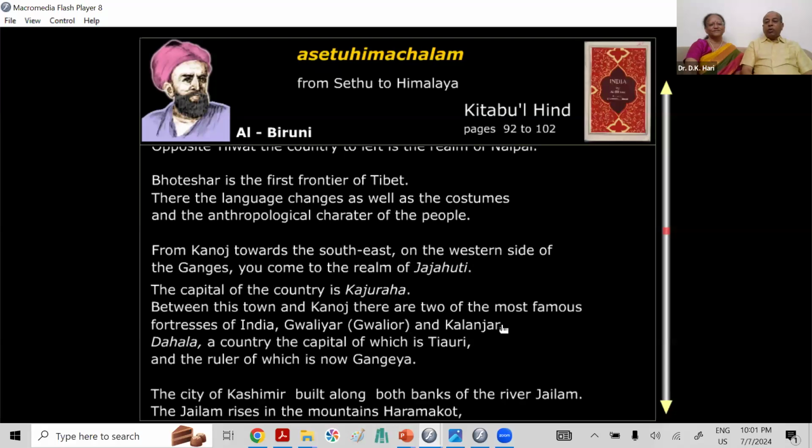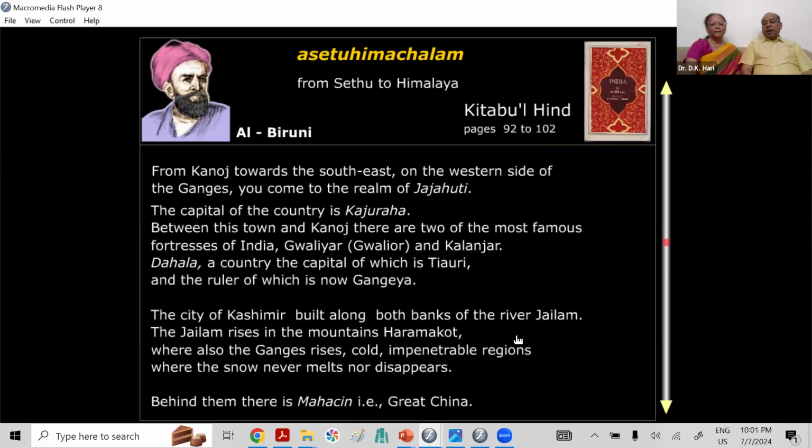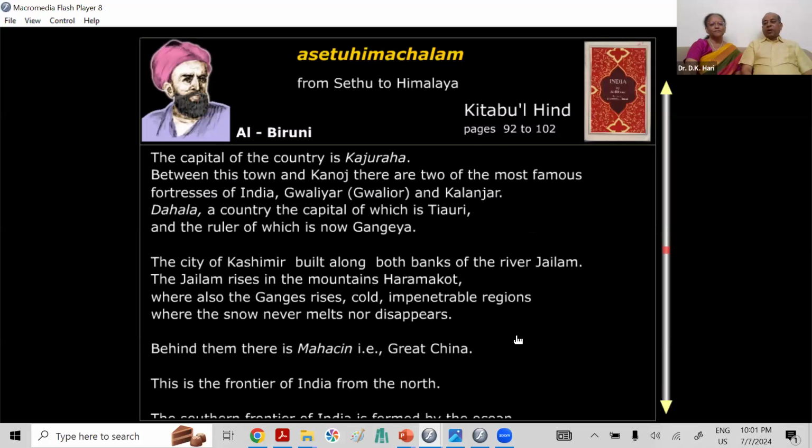And he speaks about Ganga. And he talks about the city of Khajuraho, the famous temple city, which is still there. So that's also been there 1,000 years. So what proof? You're getting proof in literature too across millennia. And between Kanauj and Khajuraho, he talks about forts like Gwalior and Kalanjar. So how old they are. And Kashmir, on the banks of the Jhelum River, which is still there.